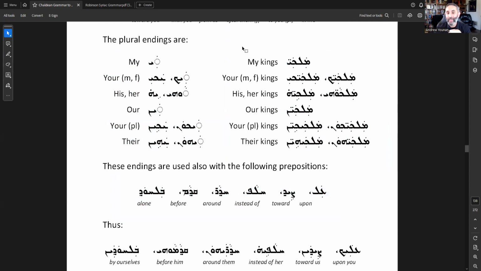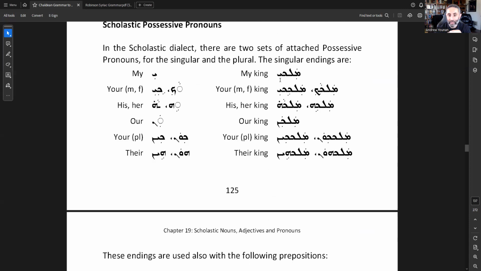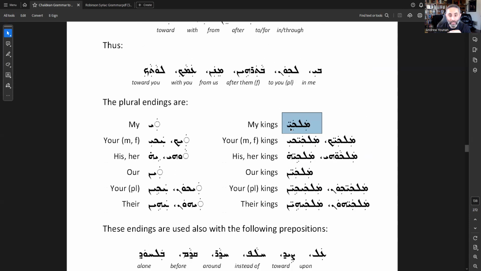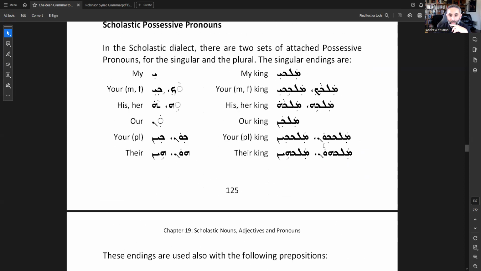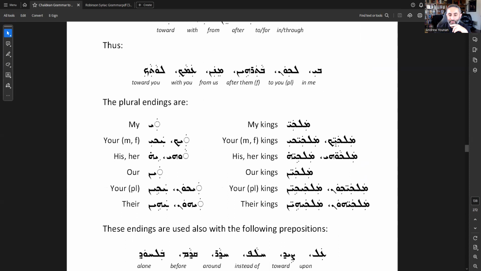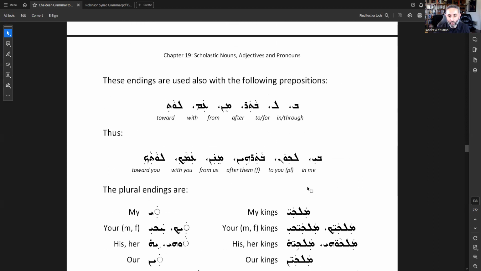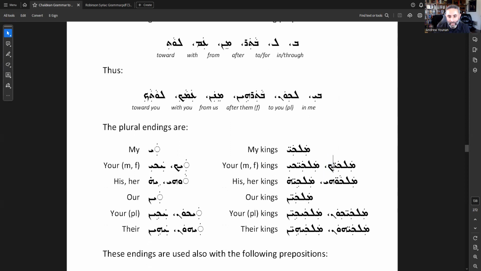If you want to say my kings, you say melke. So my king is melki, my kings is melke. Your kings, masculine, if you're speaking to a man, is melkeik. Your kings feminine is melkeiki. That yod is usually silent, so these sound the same, but they're spelled differently. Melkeik, melkeiki. So your king is melkach, your kings is melkeik. These are somewhat logical. What you're doing is you're taking the ending that's here and you're putting a yod before it. Okay? Melkeik, melkach, melkeik.